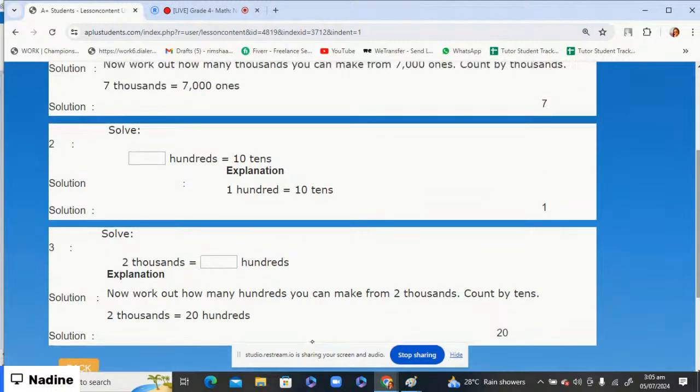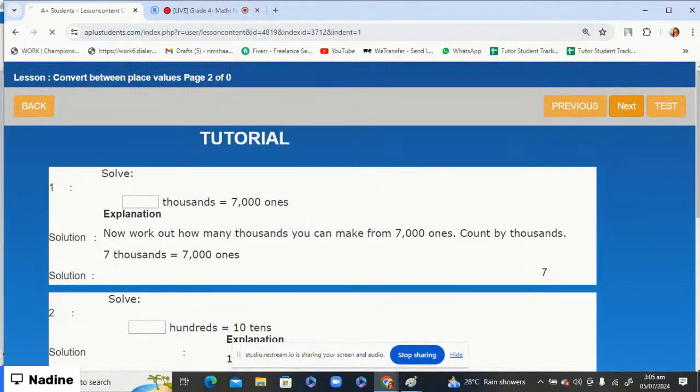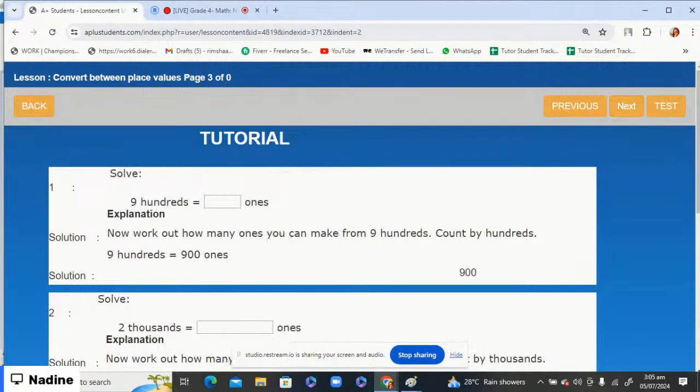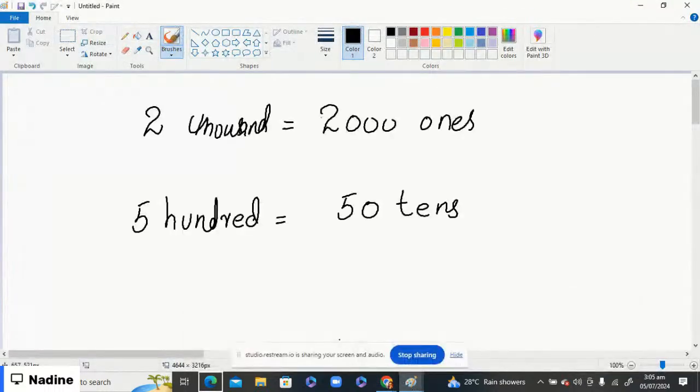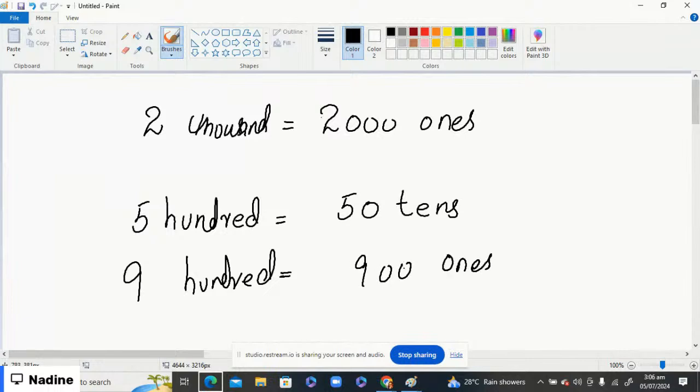Okay, in this way we are going to solve all the questions one by one. Now there is 900. How many ones in it? It means you are going to put it down. For example, if they are saying simple 900, how many ones in it? It's 900 ones in it. Okay.